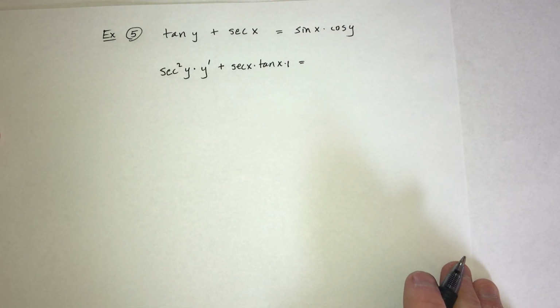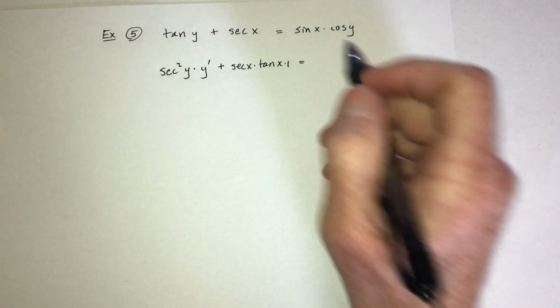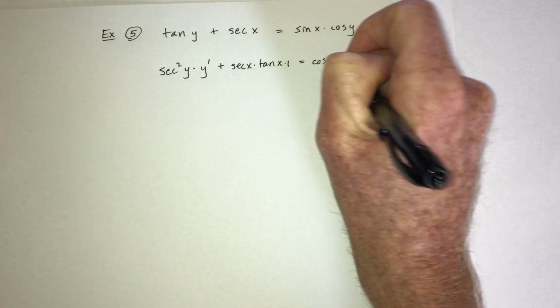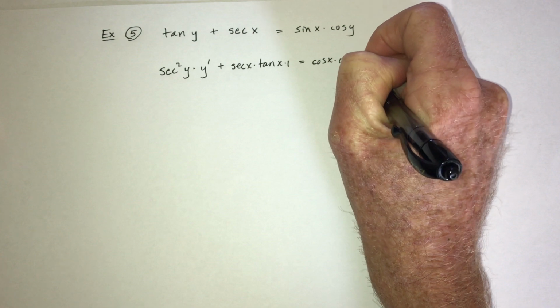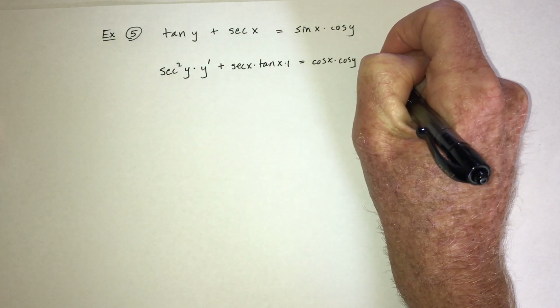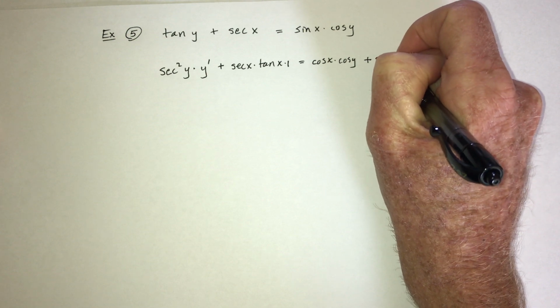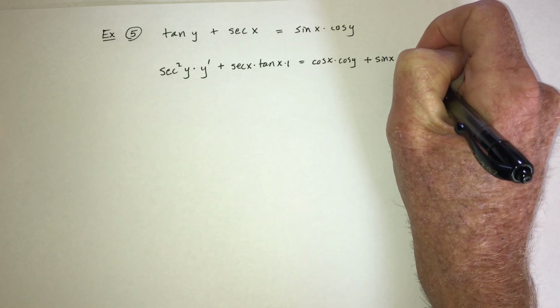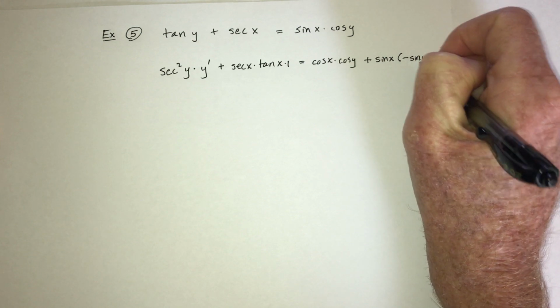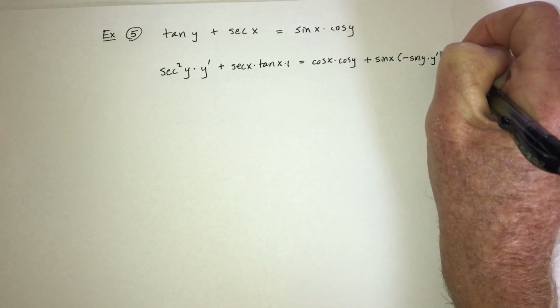On the right side, I get to do the product rule. The derivative of sine is cosine of x, and then the cosine of y stays there. And then it would be plus, leave the sine of x alone, and then the derivative of cosine is negative sine of y times y prime.